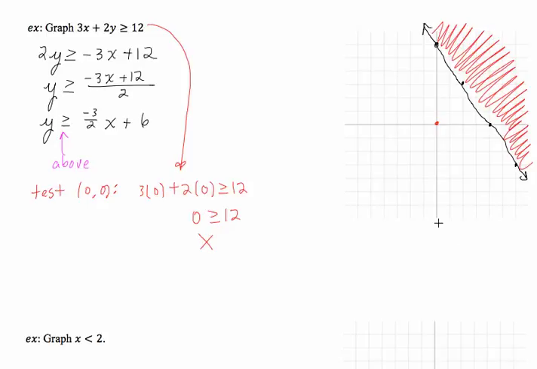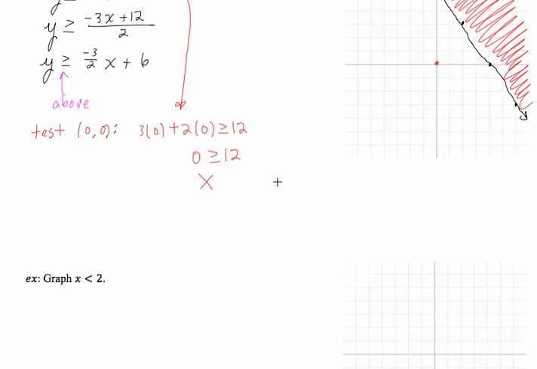So that's how you solve, or graph, rather, show all the solutions to a linear inequality. A linear inequality has infinitely many solutions, and it's half of your xy plane.